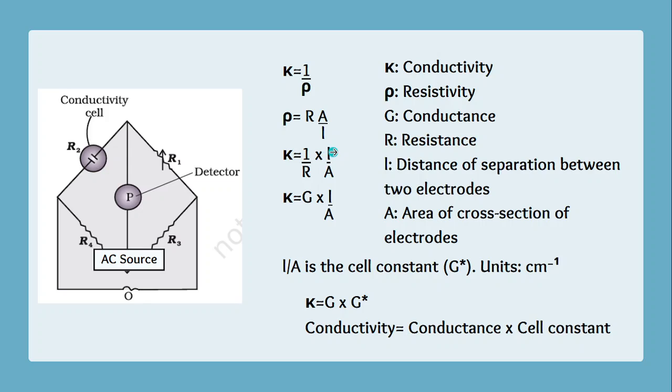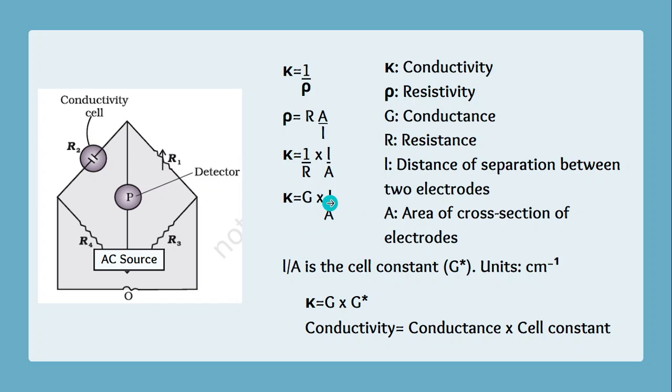Basically, it's a bunch of equations, I know it's a lot, but first of all, we know that conductivity equals 1 divided by resistivity, and resistivity is equal to R into A by L. So kappa, which is the conductivity, is equal to 1 by R into L by A. All we're doing is substituting 1 by this into this equation. So L by A is the cell constant.